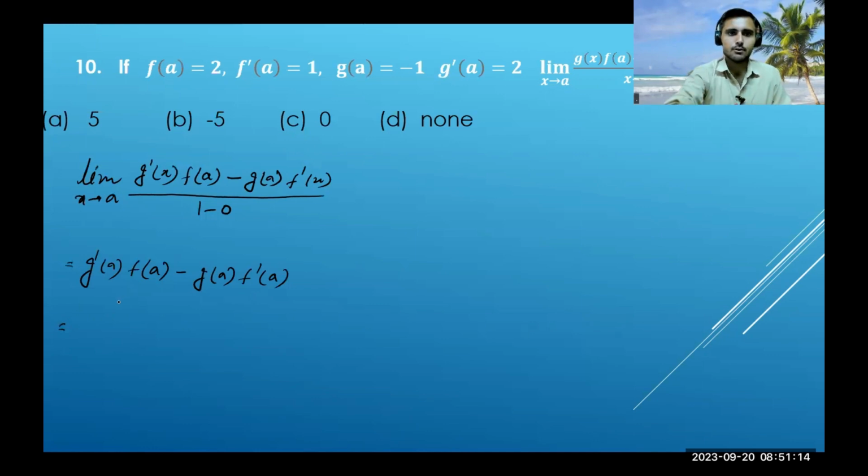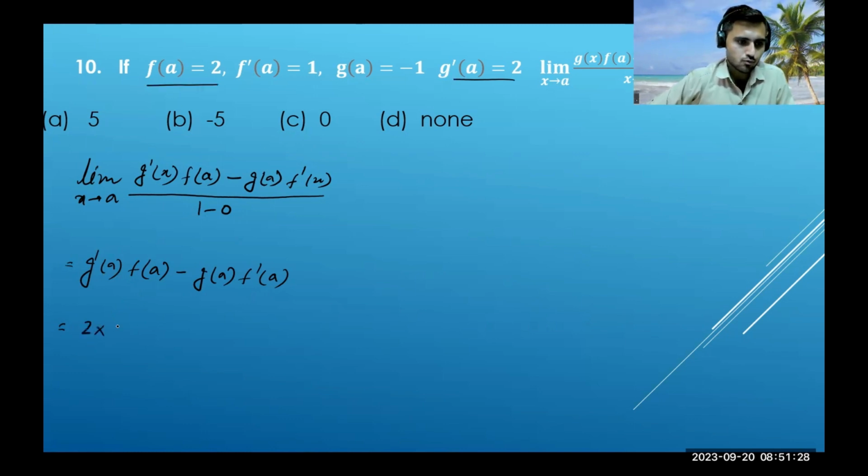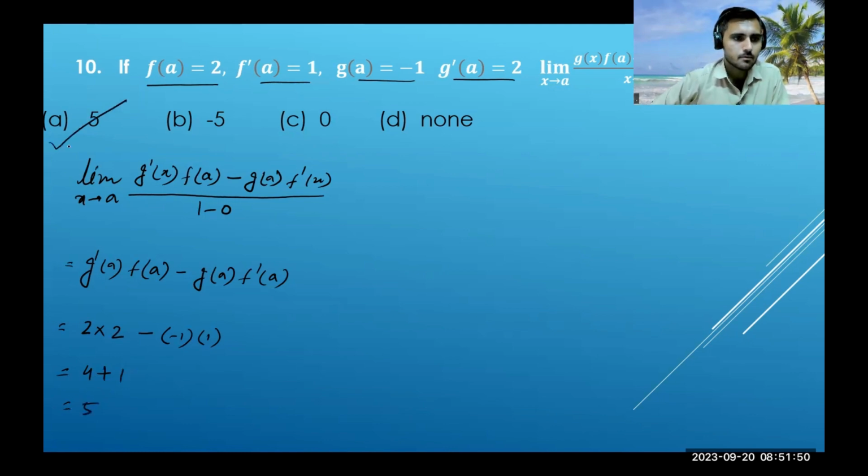So we have all the values given in the question. g dash of a is 2, so we'll write 2. And f of a is also 2, so substitute 2. And g of a is minus 1, f dash of a is 1, right? So 2 times 2 is 4, and minus times minus 1 is plus 1. So 4 plus 1, which is 5. So that's the answer, 5. That's all.